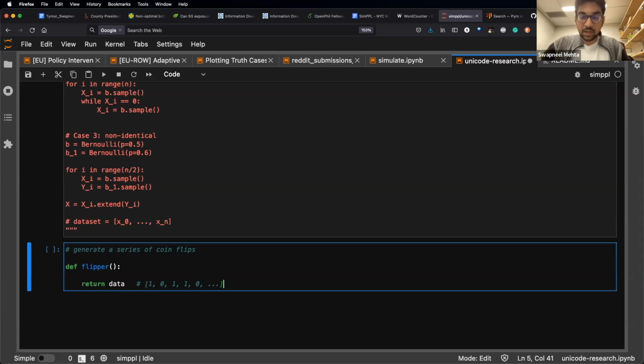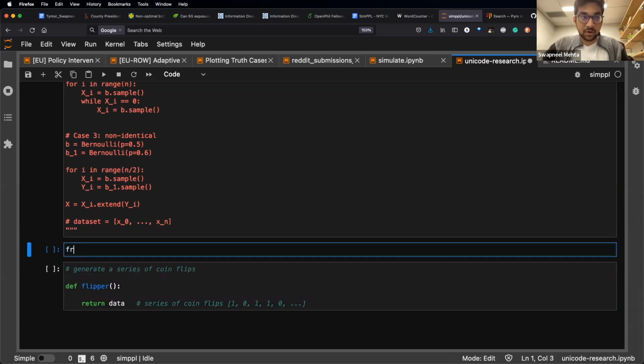This is just a representative example. Let's say I don't want to return the exact data, but this is a series of coin flips where 1 corresponds to heads, 0 corresponds to tails. And we've discussed that you can do this using this Bernoulli distribution. So I want to, let's say, from distributions.